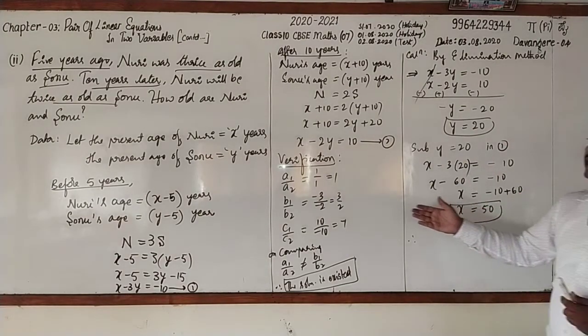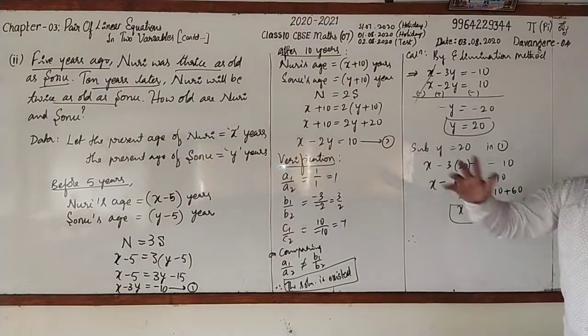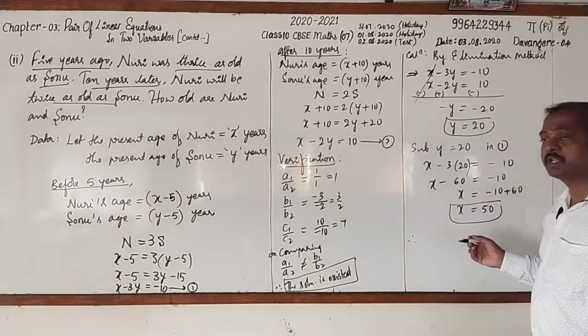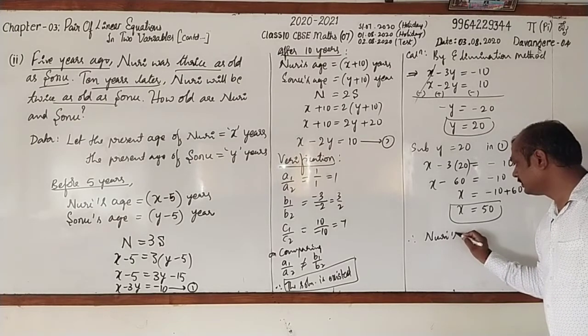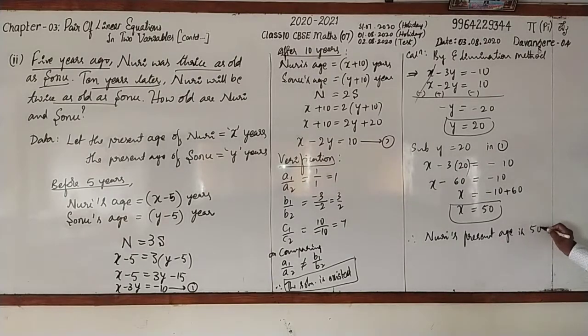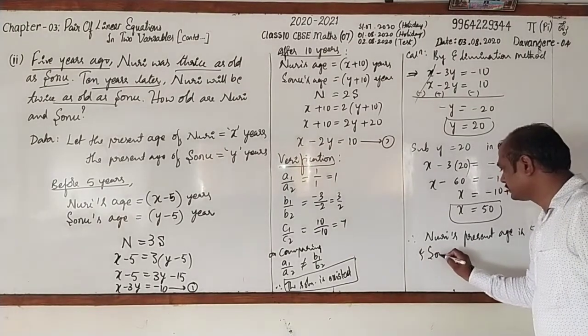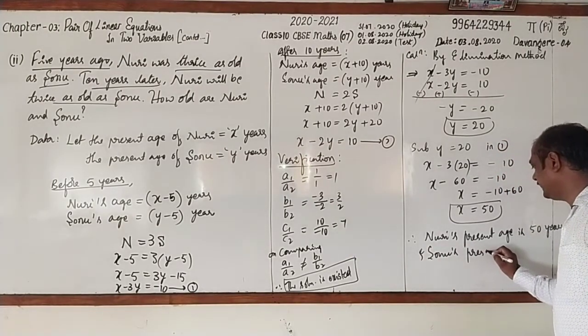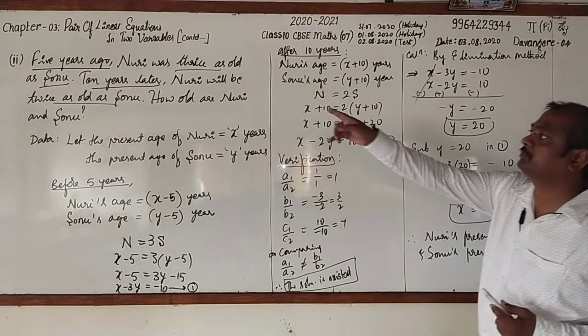What does x indicate? It is Nouri's age. And y indicates Sonu's age. Hence we can write the conclusion as, therefore, Nouri's present age is 50 years, whereas Sonu's present age, how much? 20 years. Clear? Yes, please go for copying from there to here.